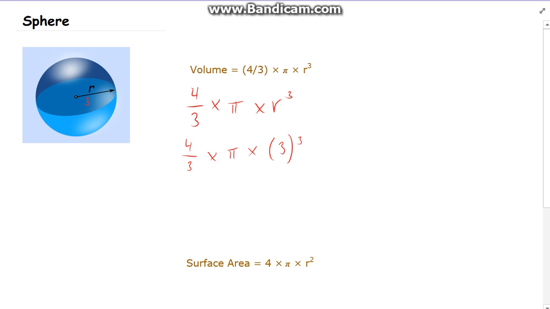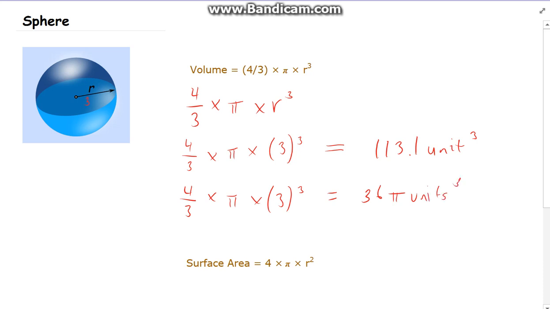So let's say one decimal place, that's going to be 113.1 units cubed as its volume. If we wanted to give our answer in terms of pi, depending on what they asked, as we've said before in these videos, it would be 36. So 4/3 by pi by 3 cubed, we get 36 pi units cubed. So depending on the answer they've asked you for.